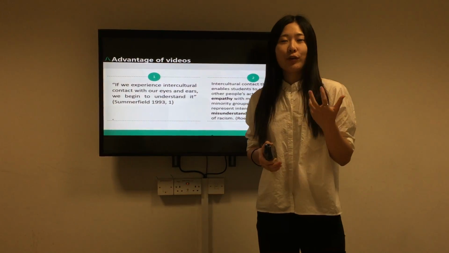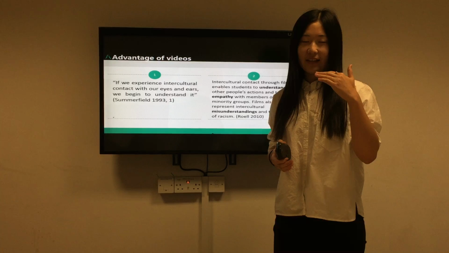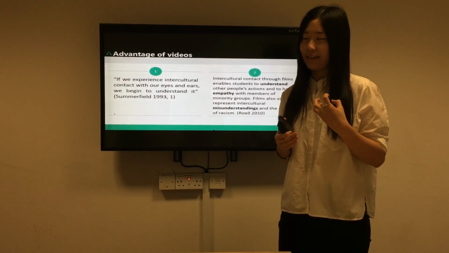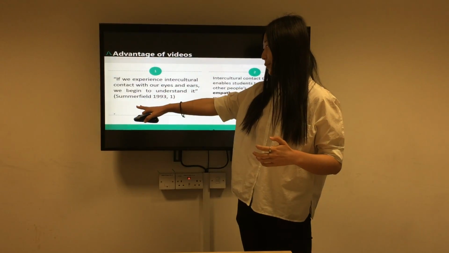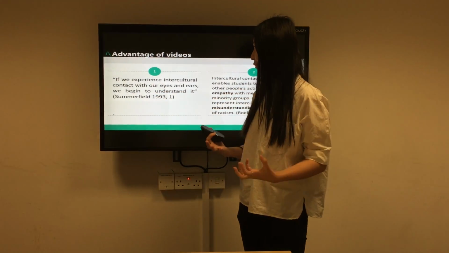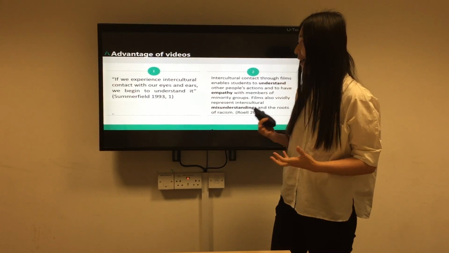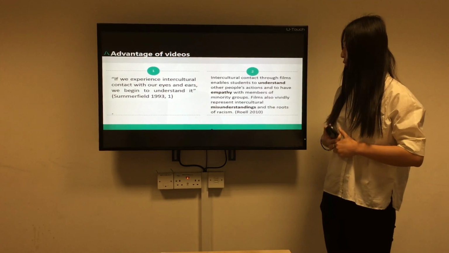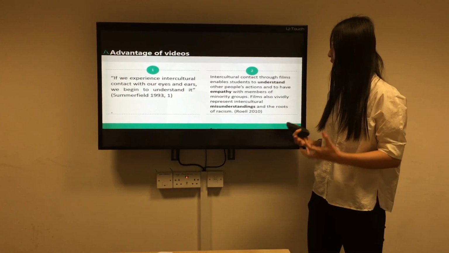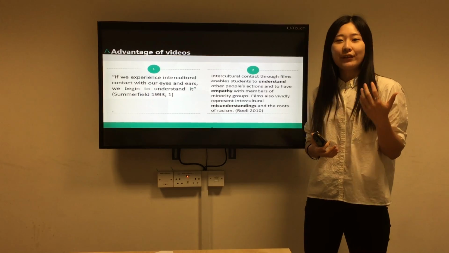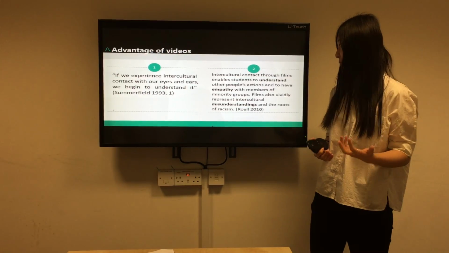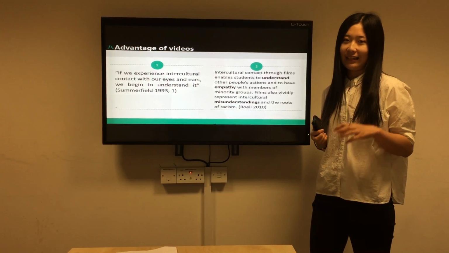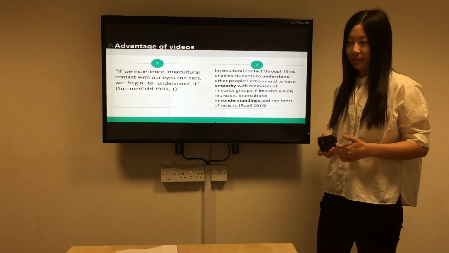And different from using pictures and images, using video clips can activate students' multi-senses. And this coincides with Sommerfeld: if we experience intercultural contact with our eyes and ears, we begin to understand it. And intercultural contact through films enables students to understand other people's actions and to have sympathy, especially for minority groups. And films also vividly represent intercultural misunderstandings and even, for example, racism.